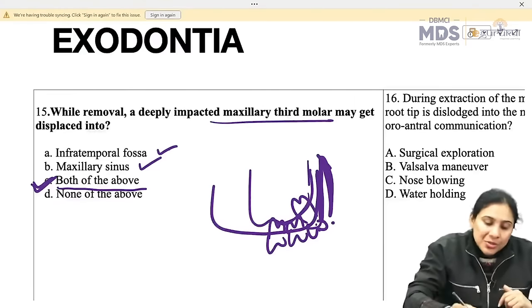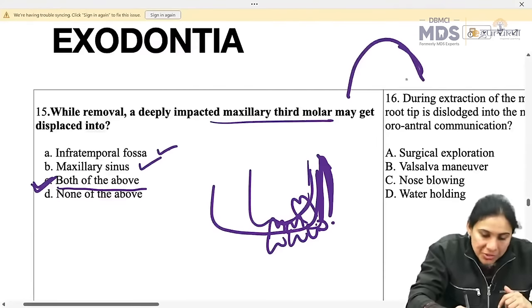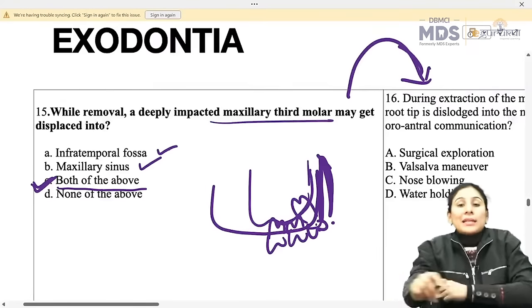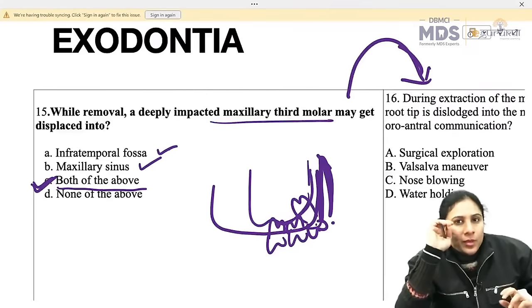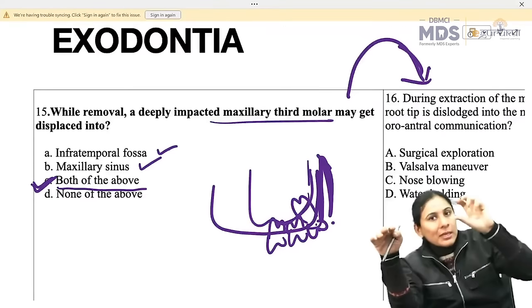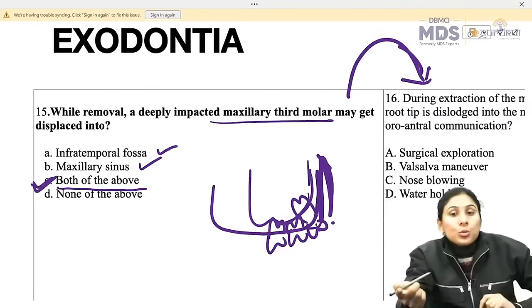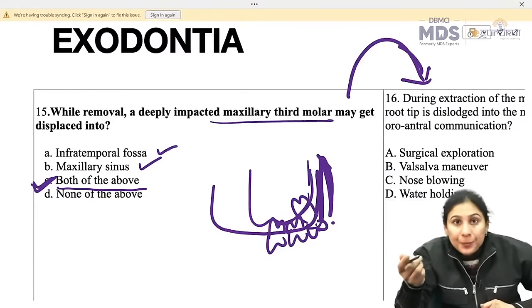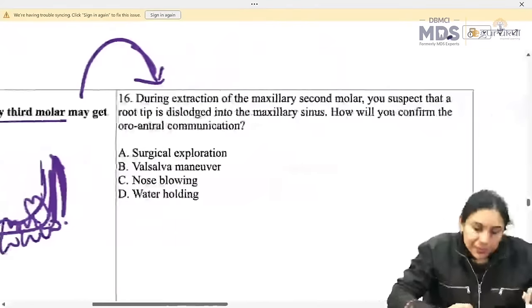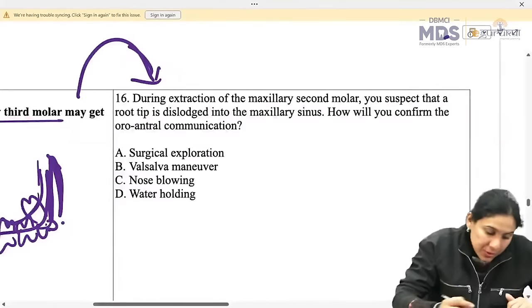Now, when you are reading such a question, it should come to your mind directly: what will I do if it goes into the infratemporal fossa? I will explore and I will take it out. What will I do if it goes into the maxillary sinus? First, you will check. How will you check? That brings us to the next question.